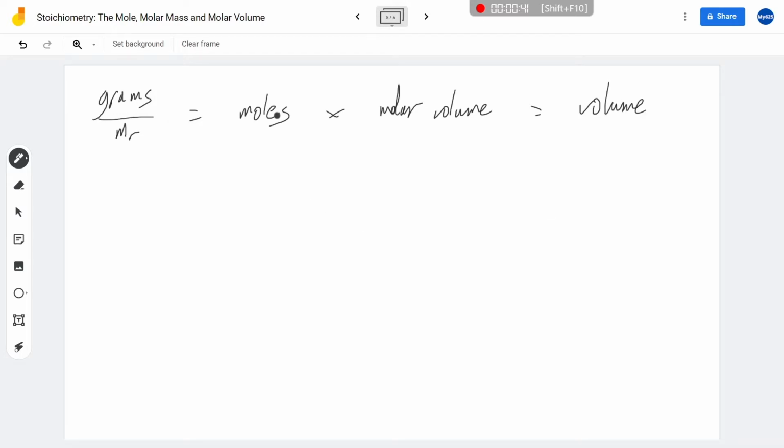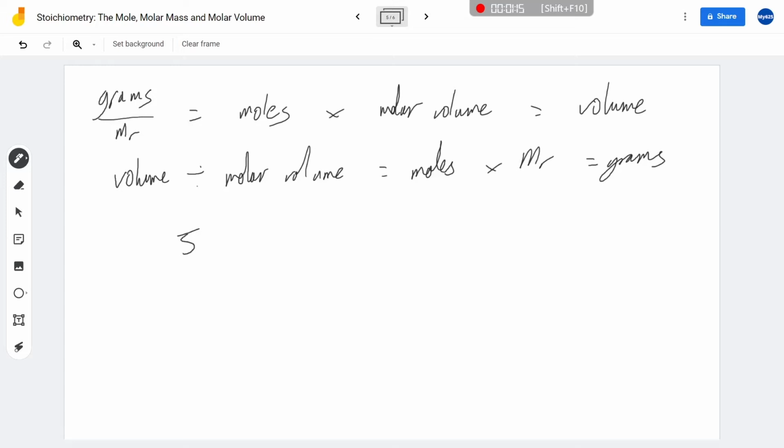But what if they ask us to go the other way? What if we started with a volume of some gas and we had to work out how many grams or how many moles even? So if we go backwards, we start with the volume, then how would we get to moles? We'd have to divide by the molar volume. That would give us moles then. And then if we wanted to go to grams, how do we go moles to grams? We would have to multiply by their relative molecular mass. So let's just look at one example.